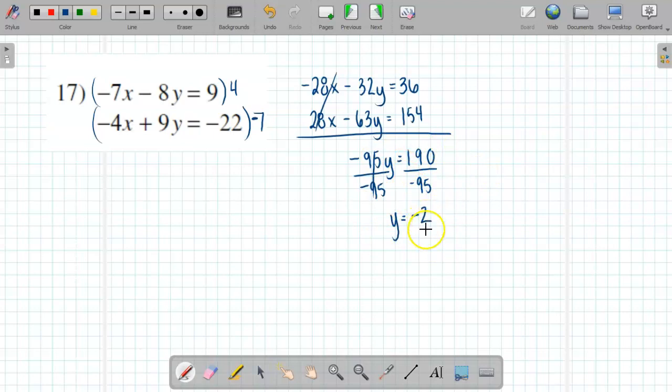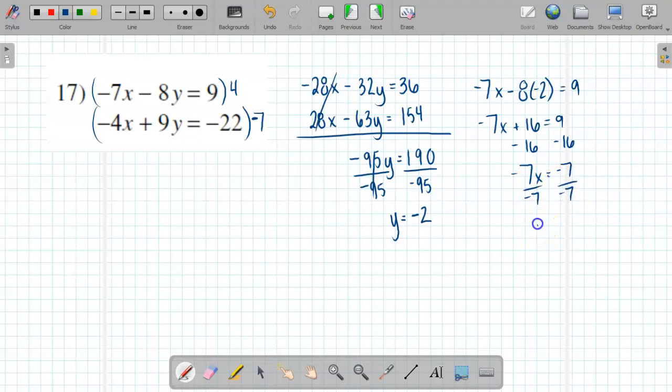So then, once you've got that, you're just plugging back into one of these equations. Pick whichever one you like. I think I'll go with the top equation here. So negative 7x minus 8 times negative 2 equals 9. So negative 7x plus 16 equals 9. I'm going to subtract 16 from both sides. So negative 7x equals negative 7. Divide by negative 7, and x equals 1. So the answer for this problem is 1, negative 2.